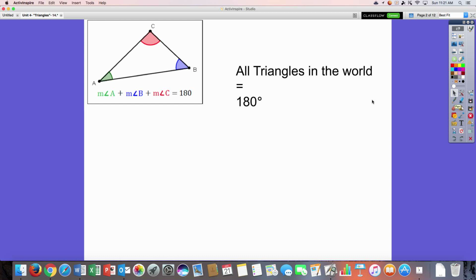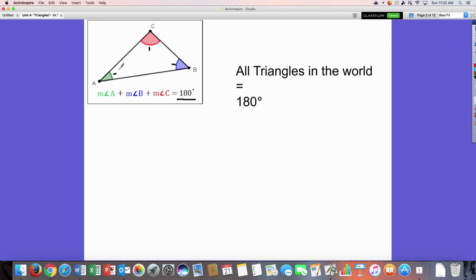All triangles in the world, in the whole world, have 180 degrees in them. What that means is that this angle, and this angle, and this angle all add up to be 180 degrees. If they don't add up to 180 degrees, it is not a triangle.